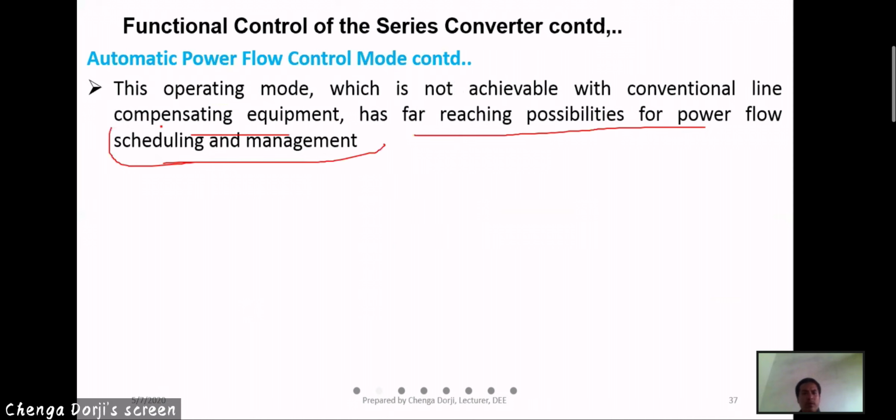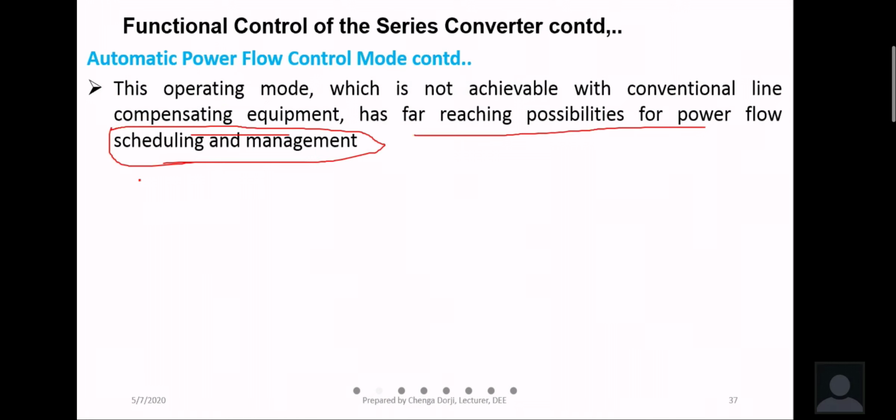The power flow scheduling and all this, you might have studied it, no? The real power flow scheduling, where have you studied it? Yes, sir, power flow scheduling, in power system operation and control. So there, I think you might have heard that one. This is how the scheduling is done. So here, the automatic power flow control mode that is there, UPFC here.